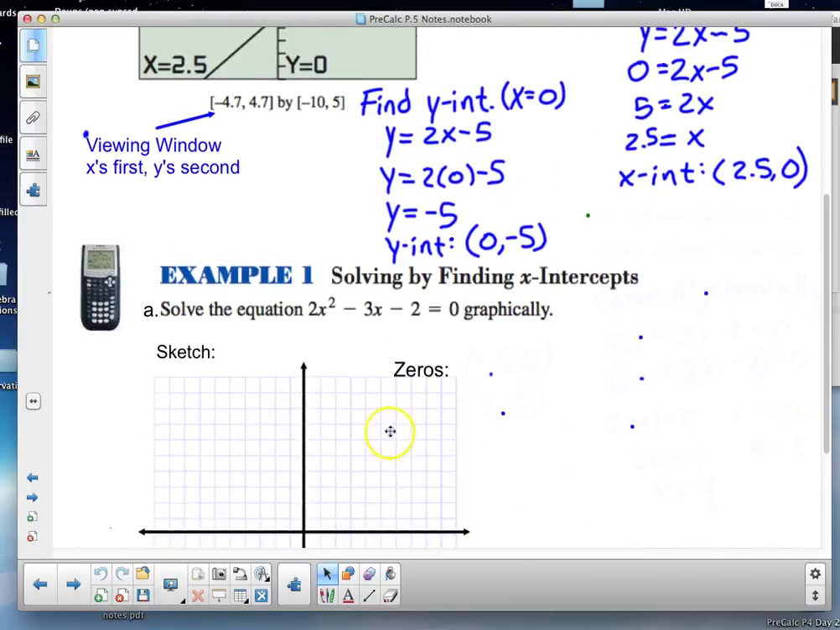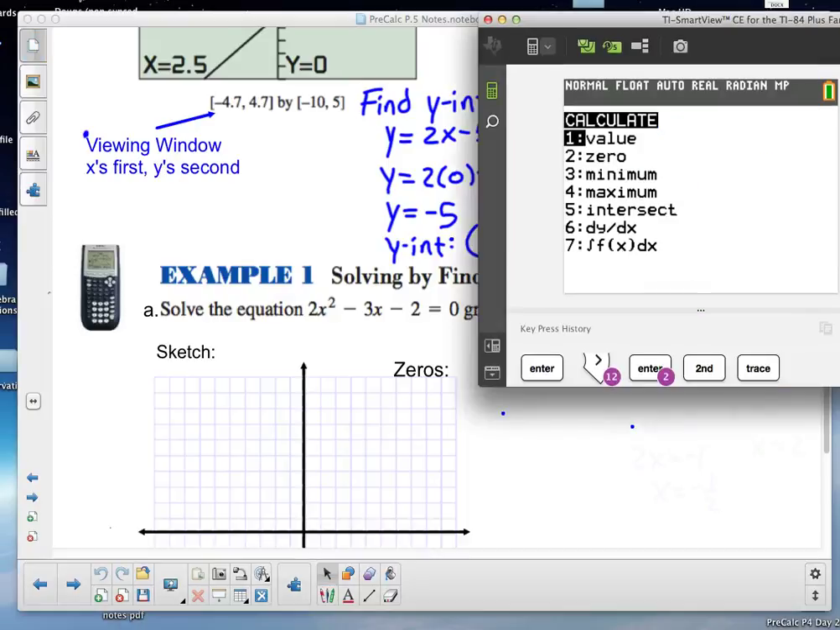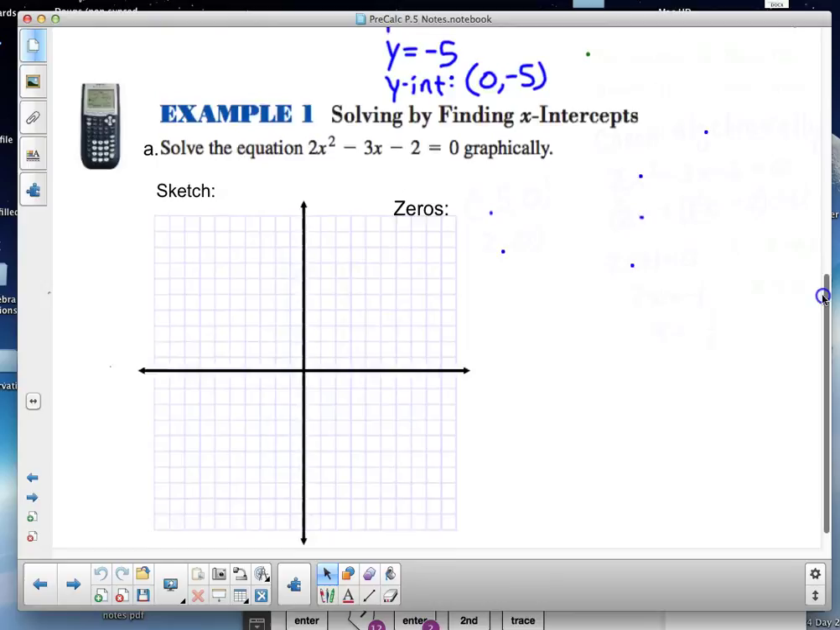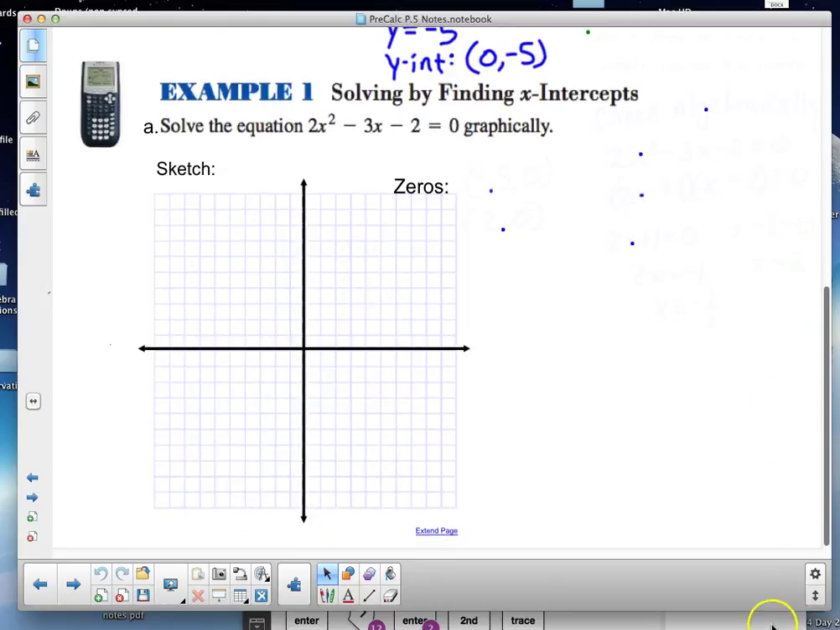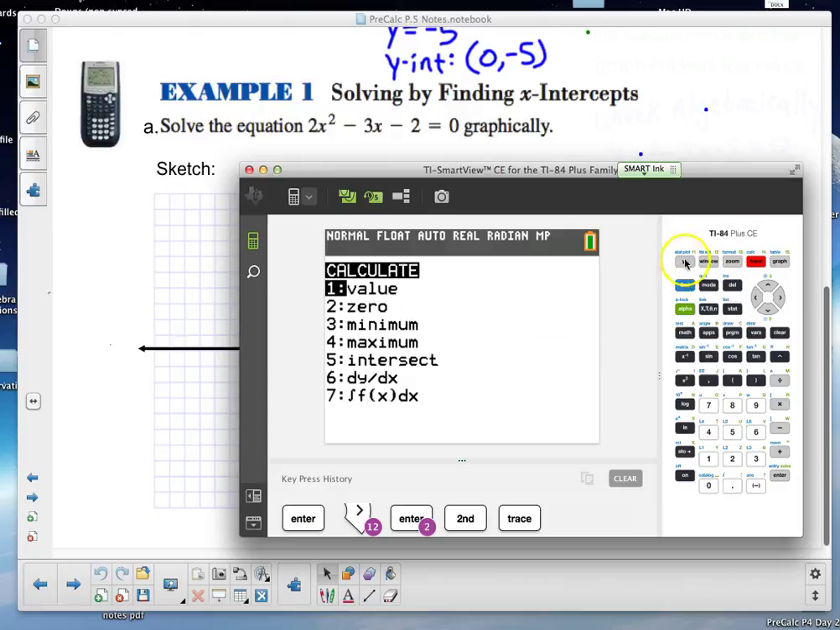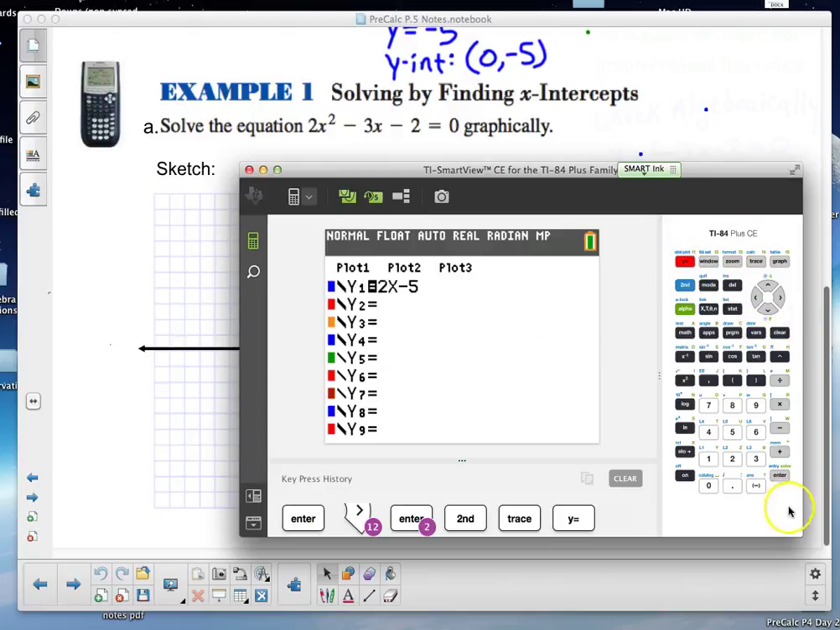Okay, so now let's look at example 1, solving by finding the x-intercepts. Okay, so I've got this quadratic right here. So if I want to put it in my calculator, and let me bring that up a little higher so I can actually have the problem up there and my calculator available so I won't cover it up. And I go to y equals, and I already got that first one in there, so I hit enter in case I use that again. And now I'm going to go over here.